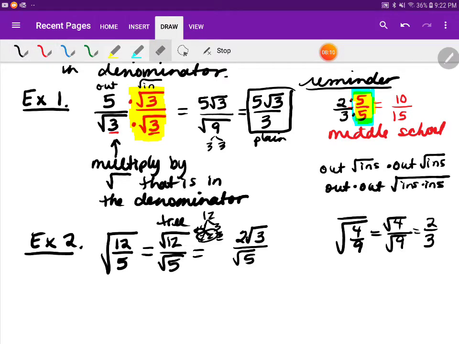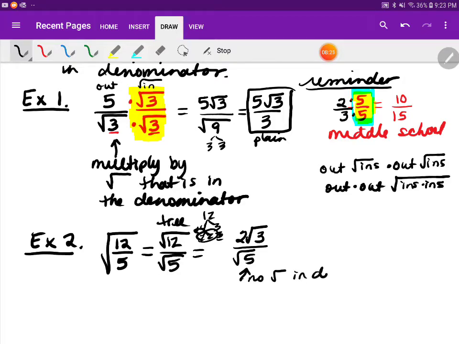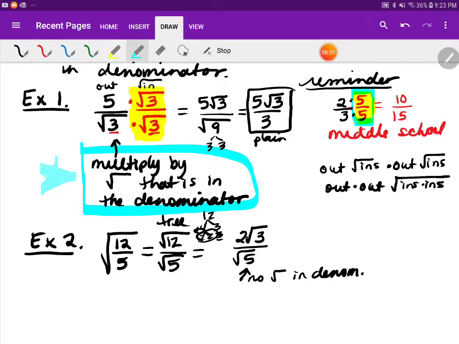I'm going to erase this part over here so I have some more space. Hopefully you didn't run out of space. Now, I'm not supposed to have a square root in the denominator. So no radicals in the denominator. So that's not allowed. So what I do is I use the method that I just said here in blue. It says multiply by the square root that is in the denominator. So I'm going to change to red. So I'm going to multiply by the square root of what's in the denominator. If there's a number in the front of the square root, you don't have to multiply by that. You just need to get a twin. You need to get a partner for the 5.